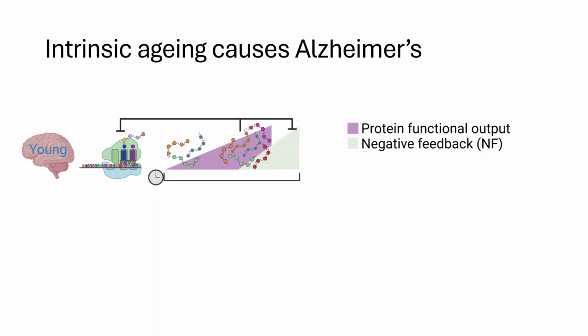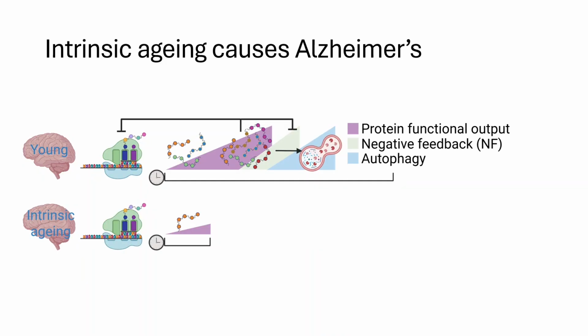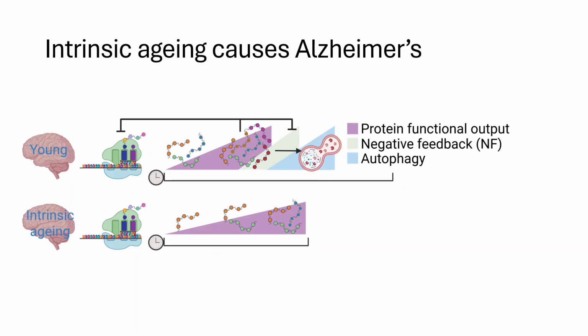And part of this process is the process of autophagy, where these proteins are degraded. So this process happens over a certain length of time. And what this means is when we have intrinsic aging and the rate of translation is reduced, the rate of protein production is reduced. And as a result, it takes longer for the proteins to carry out their function.